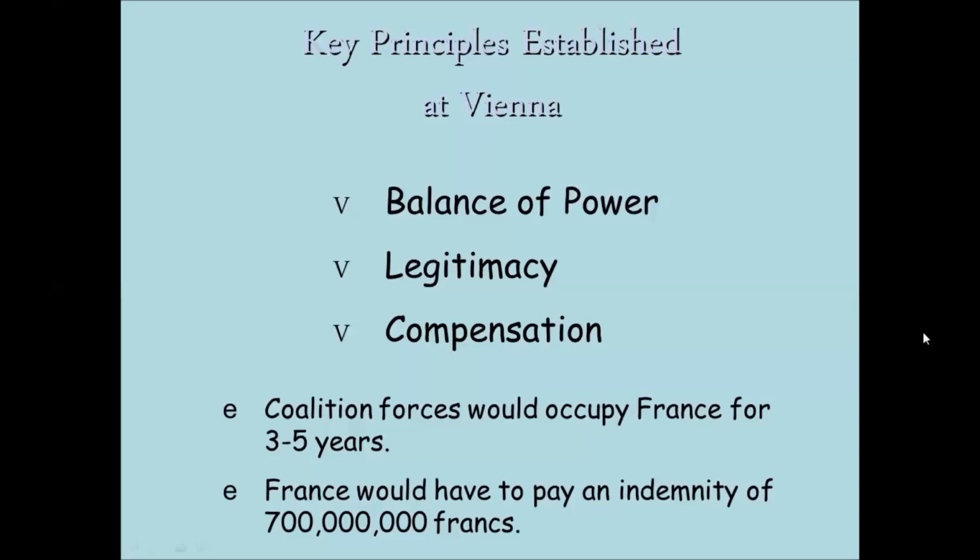So the coalition forces are going to occupy France for between 3 and 5 years, depending on which country you're talking about. France will have to pay reparations, or an indemnity, of 700 million francs. So again, they're paying it back, but they took a lot during this time period as well.